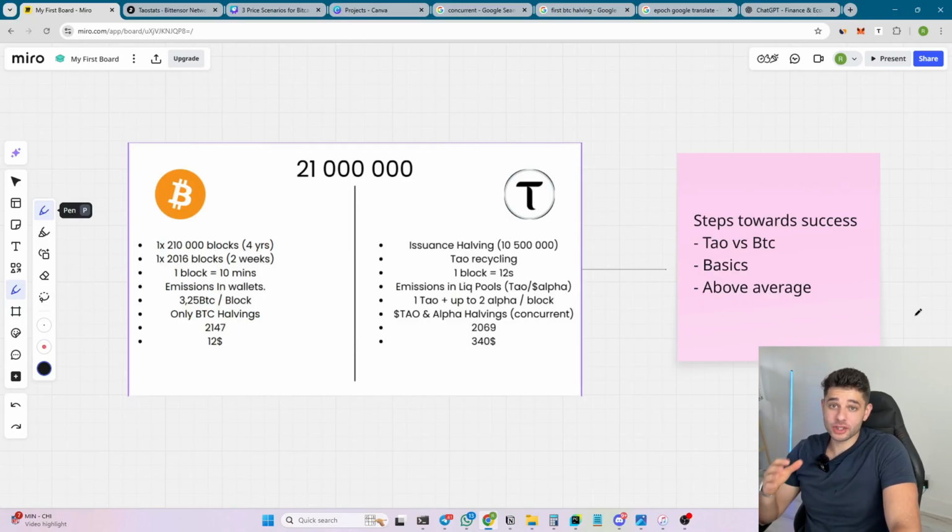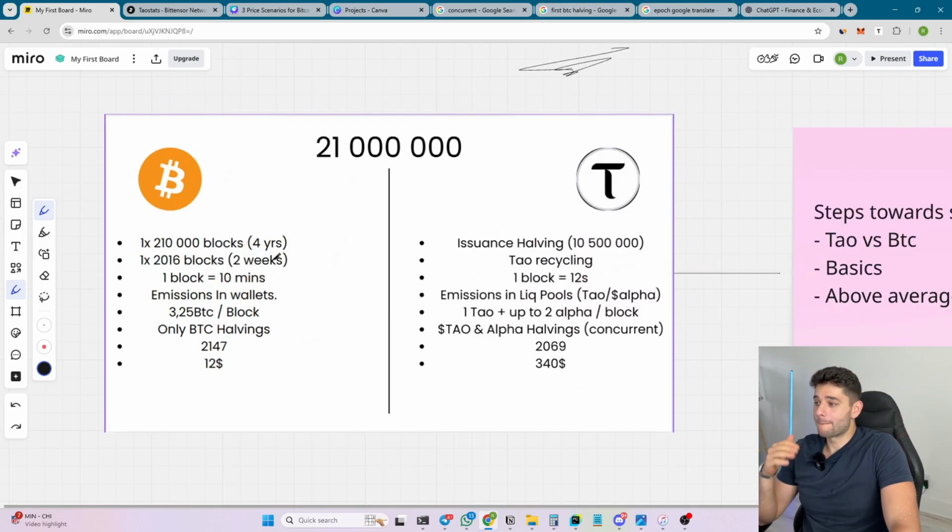So if you want to position yourself in subnets properly, you need to understand the basics. Guys, if you only understand this right here on the screen, you're already above 75% of Bittensor holders. Bitcoin actually halves approximately every 4 years. However, Tao halves by issuance. It's a difference, guys. There's a nuance.